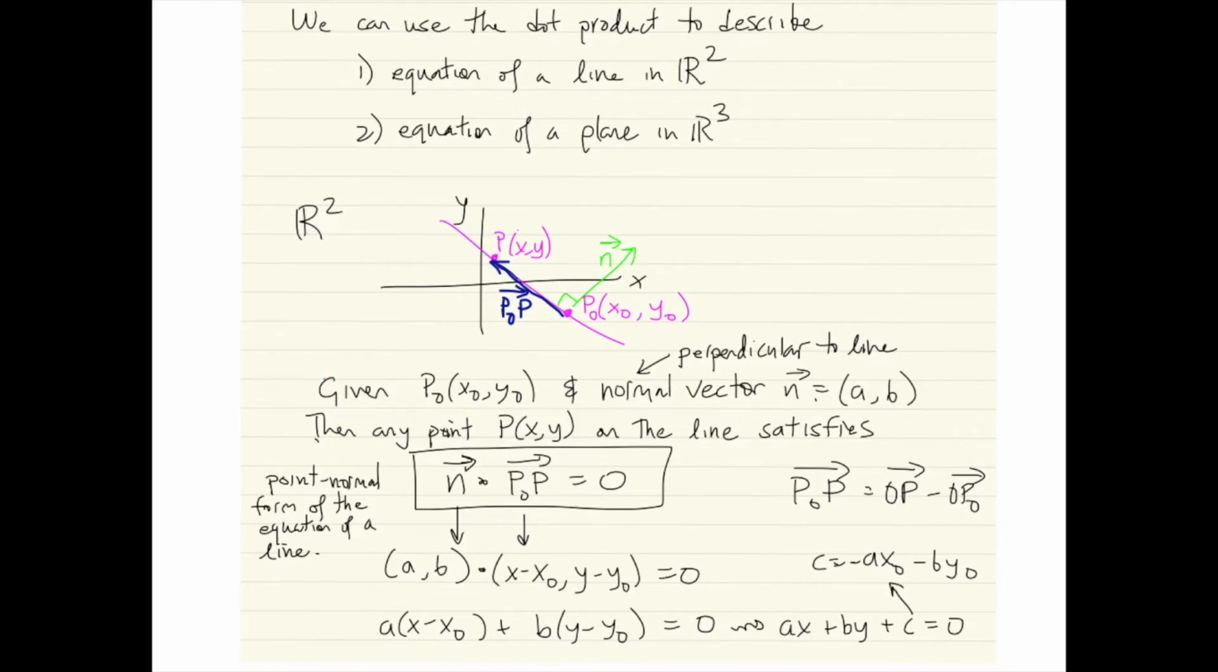Okay, and then let's translate that into another equation. Well, the normal vector has coordinates a, b, and those numbers a and b are generally given.